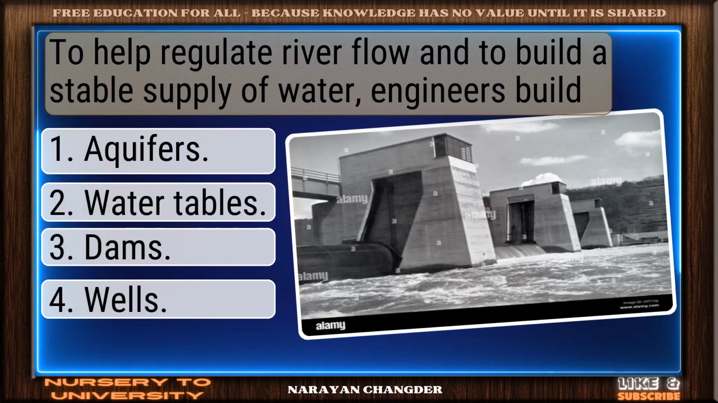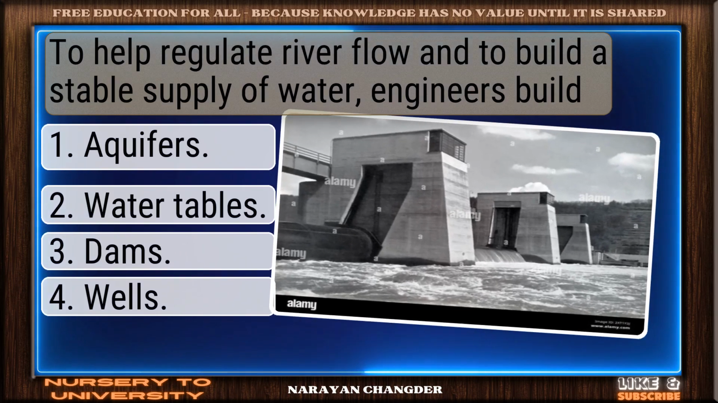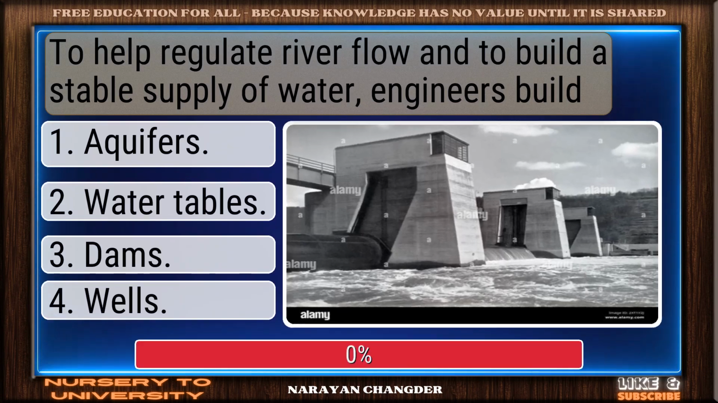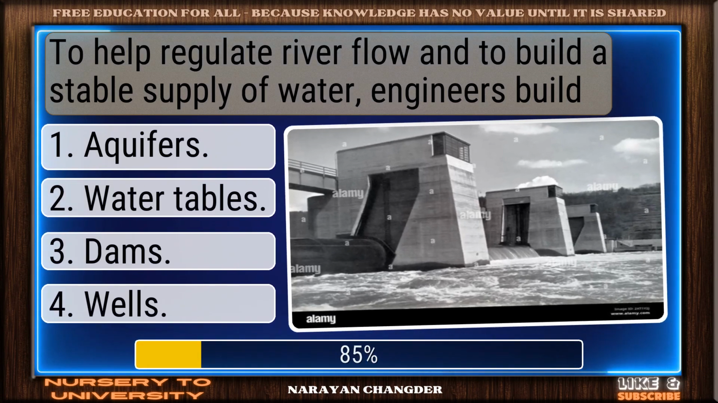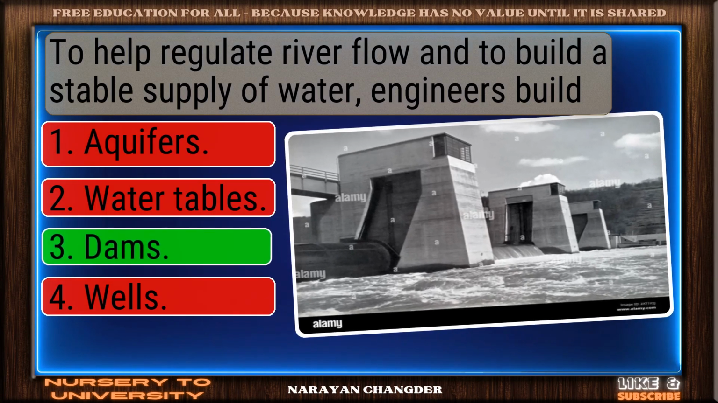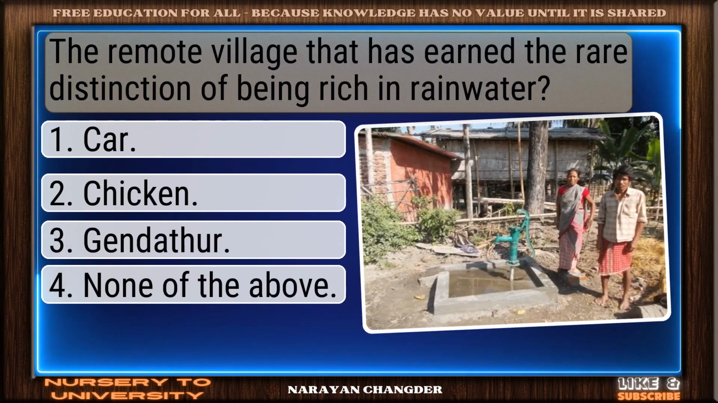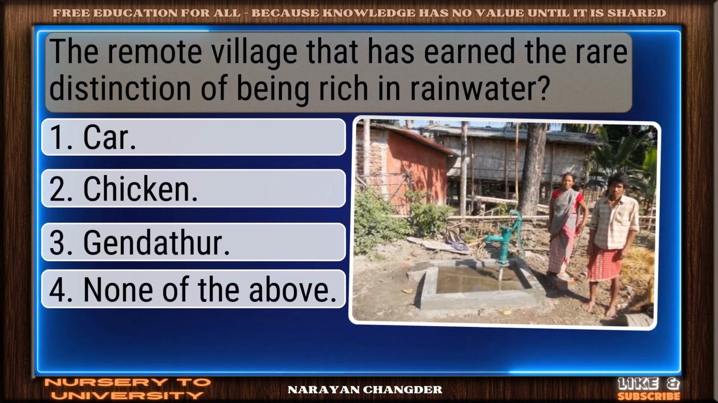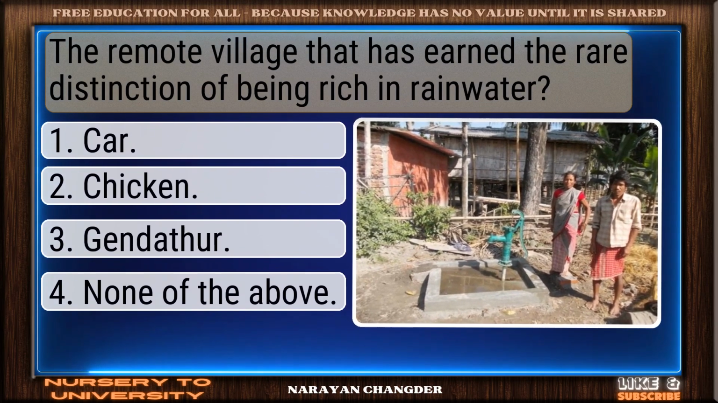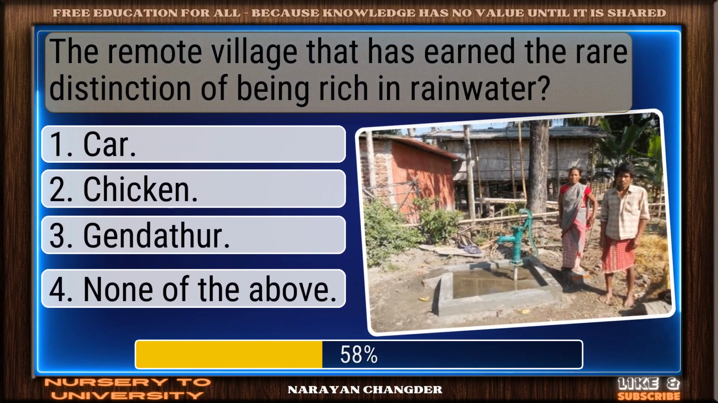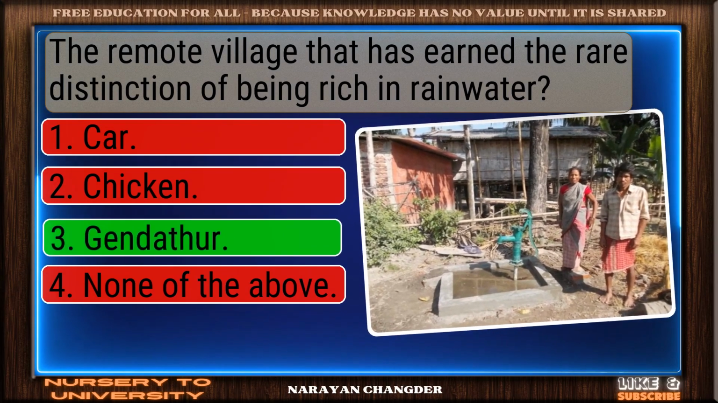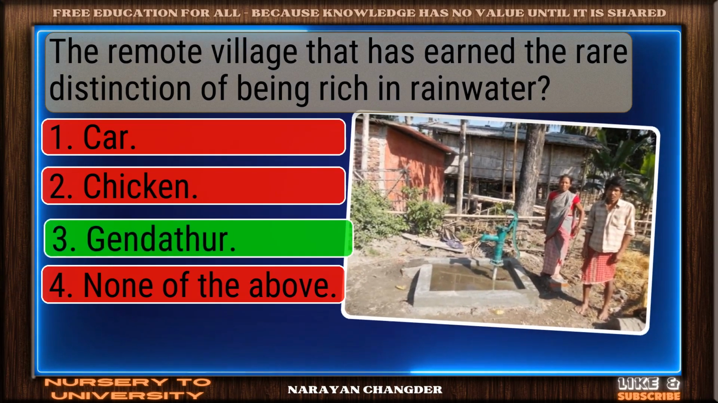To help regulate river flow and to build a stable supply of water, engineers build... Clear logic. Dams is sound. The remote village that has earned the rare distinction of being rich in rainwater. Valid point. Gendathur is true.